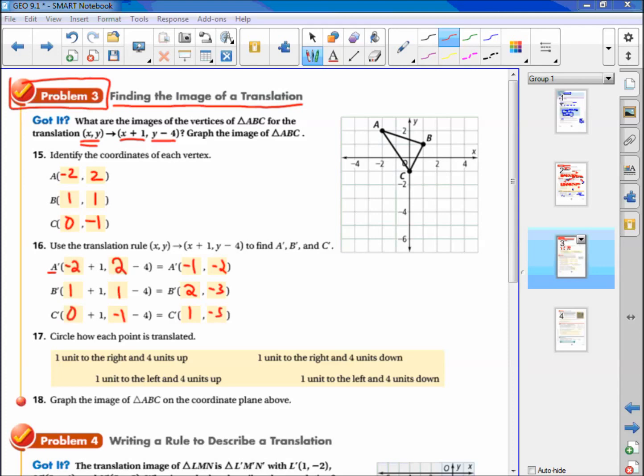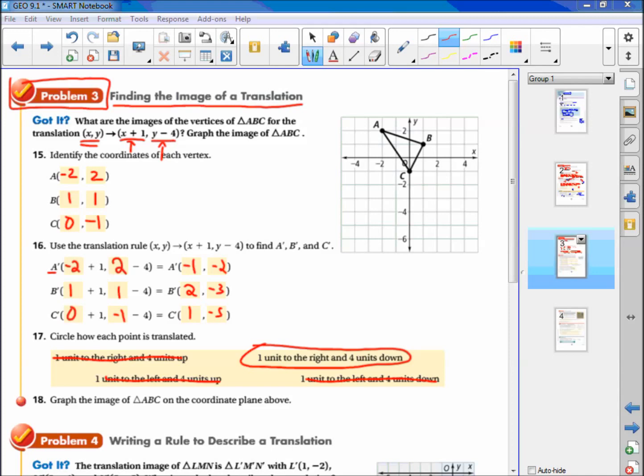Okay. All right, circle how each point is translated. So each point moves 1 unit to the right and 4 units down. So that's this one here. 1 unit to the right and 4 units down. And that's because our transformation equation here says, hey, take the x, move it 1 to the right, and the y, move it 4 down. All right, so graph the image of triangle ABC on the coordinate plane.